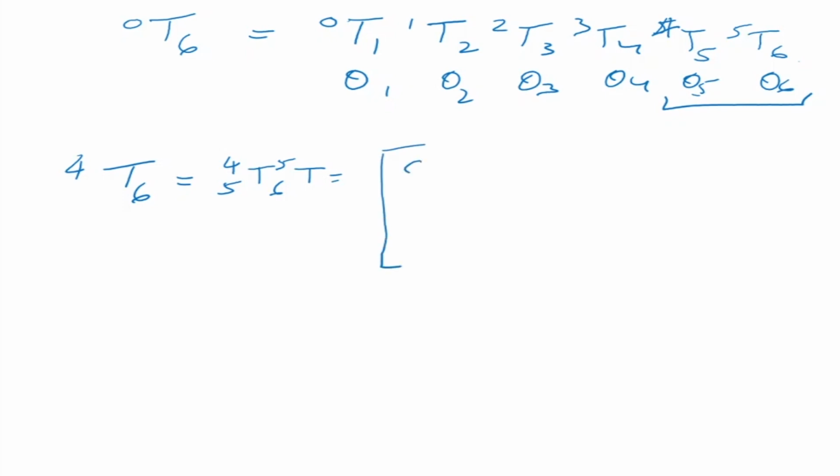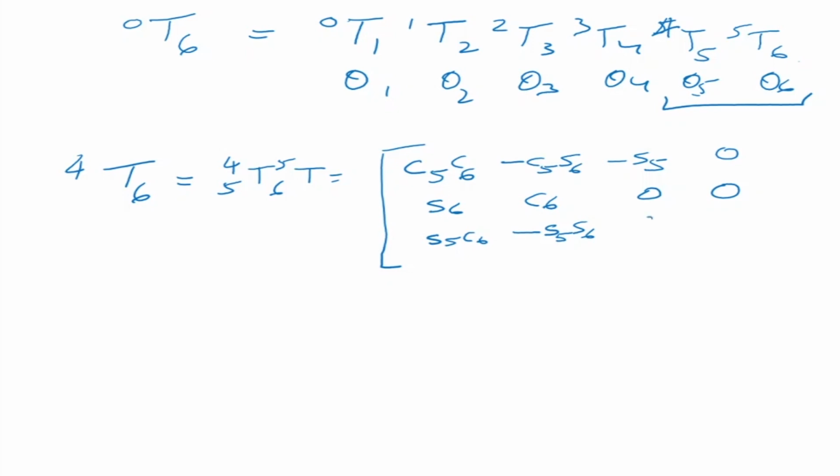If you just multiply them out, what we get is C5, C6, minus C5, S6, minus S5, this becomes 0, and this becomes S6, C6, 0, 0. This becomes S5, C6, minus S5, this becomes minus of S5, S6. So the two variables are theta 5 and theta 6 that you can see. That is 0, this is 0, 0, 0, 1. Let's call this equation number 1. So this is one multiplication we have done.